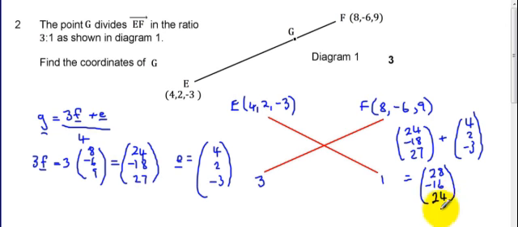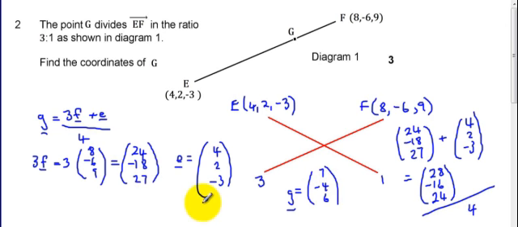We've still got to divide this by 4, and that will give us that G, this position vector, (7, -4, 6). And so the coordinates of the point G will be (7, -4, 6).